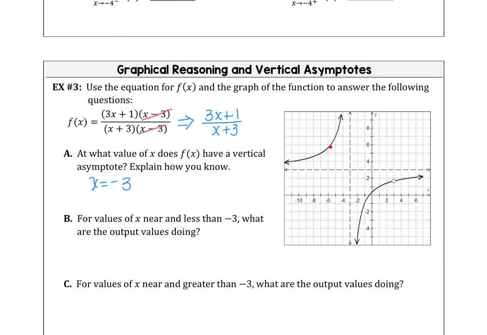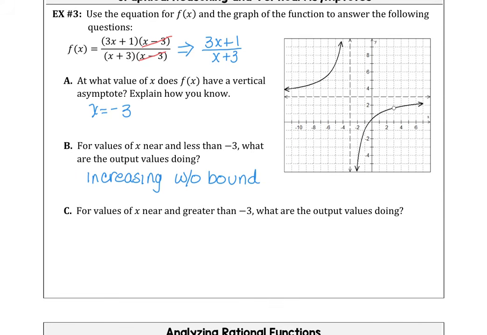They're increasing without bound. So we want to write that here. They're increasing without bound. And the values near or greater than -3, what are they doing? They would be decreasing without bound. That's pretty straightforward. B-O-U-N-D. Okay, let's go look at example 4.